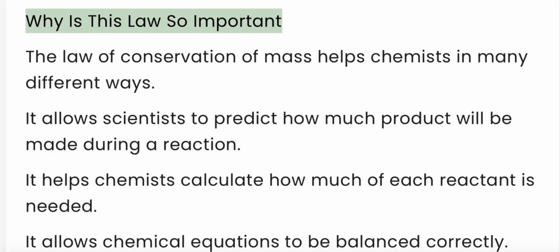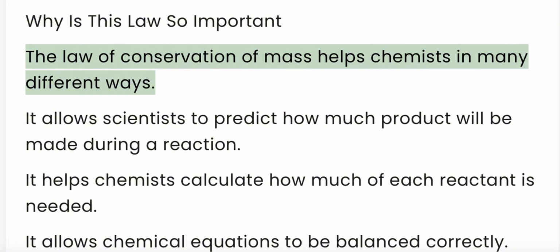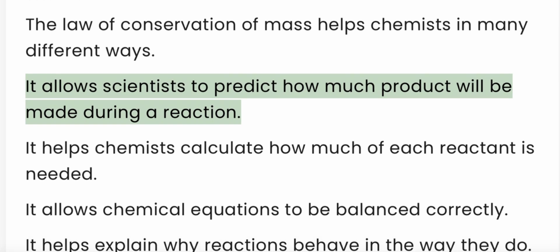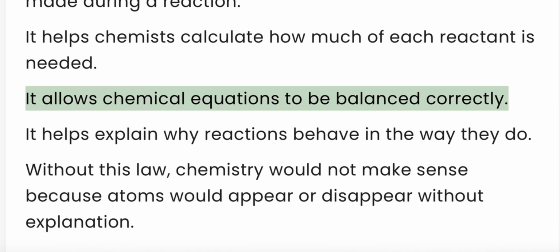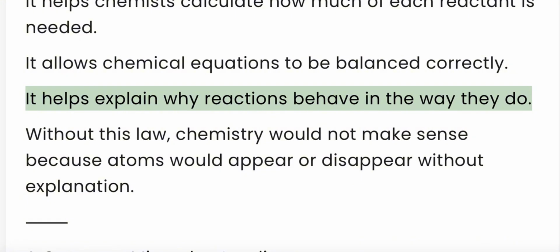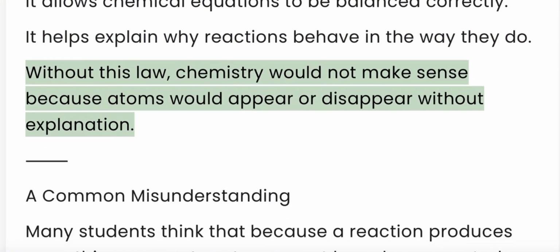Why is this law so important? The law of conservation of mass helps chemists in many different ways. It allows scientists to predict how much product will be made during a reaction. It helps chemists calculate how much of each reactant is needed. It allows chemical equations to be balanced correctly. It helps explain why reactions behave in the way they do. Without this law, chemistry would not make sense because atoms would appear or disappear without explanation.